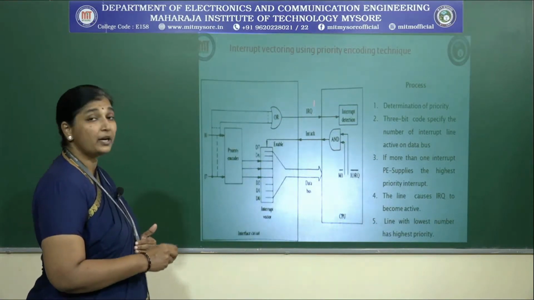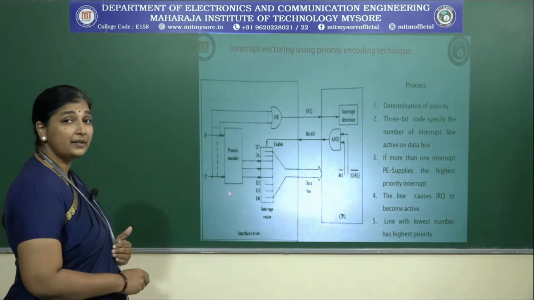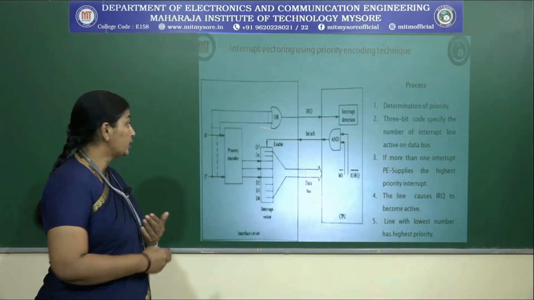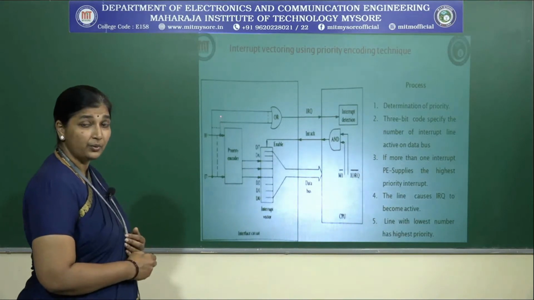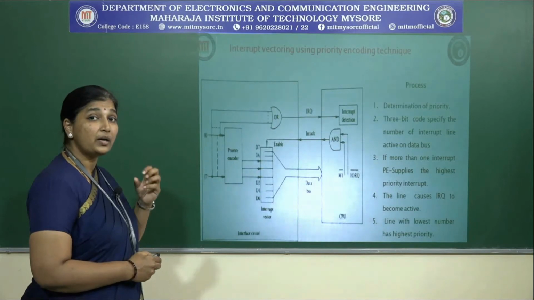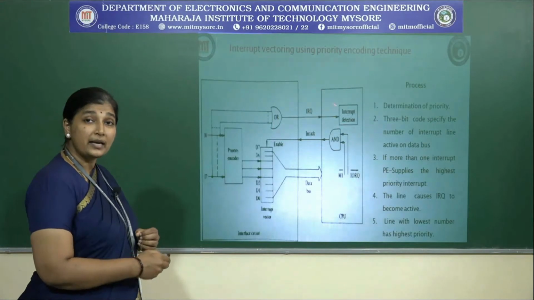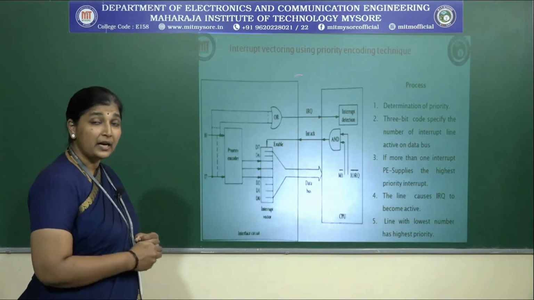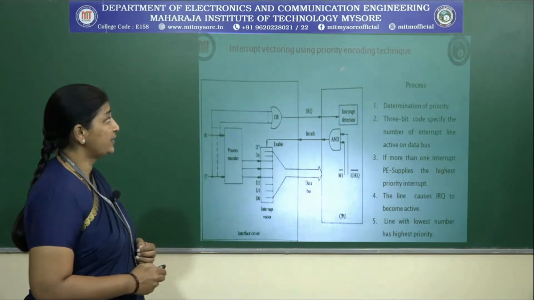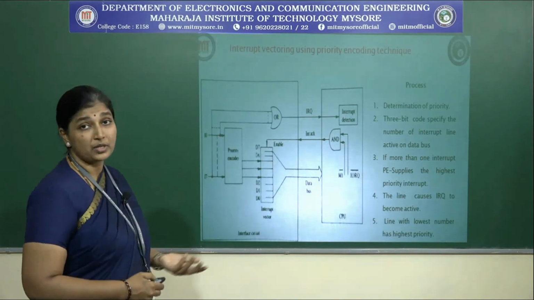So IRQ becomes high based on I0 to I7. I7 is nothing but the interrupt line with the lowest priority. The lowest level here is I0, which has the highest priority. So the CPU understands that I0 has to be dealt with first, a request has to be raised, and it has to be acknowledged first rather than I7. This is one of the ways in which the priority encoding technique was understood and the process was dealt with.